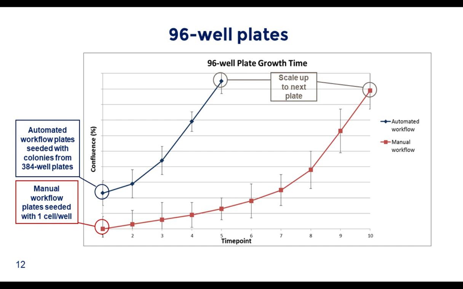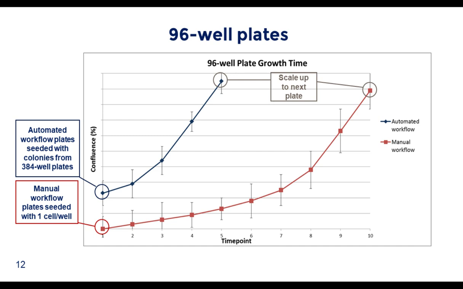Now that this 96 well plate fits into the workflow at a different point, now the second plate in the workflow rather than the first, the culture time in the 96 well plates also has to be determined. In the manual workflow, cultures started in the 96 well plate from a single cell. Refer to the red line on the chart starting at 0% confluence.